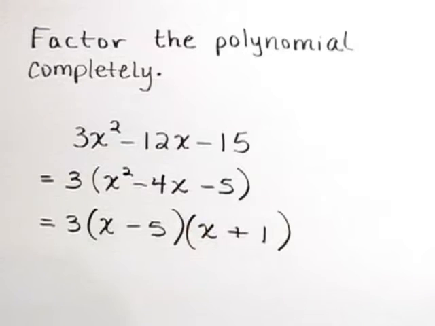So our completely factored form of 3x squared minus 12x minus 15 is 3 times x minus 5 times x plus 1.